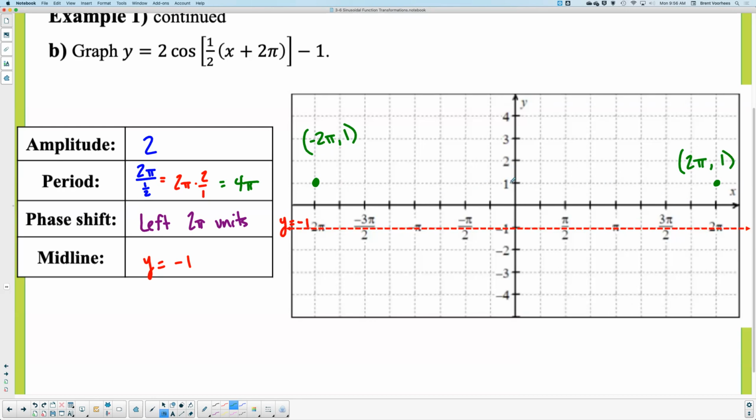One of the ways I did it earlier is I had 3 boxes and I said, okay, that's maximum, minimum, 0, whatever. Another way you can look at it is this. On cosine, these are the maximums. What should happen in the very middle of the 2 maximums? The minimum. So this is left 2 pi, this is right 2 pi. What's the very middle? 0. The minimum will occur at 0 on the x. And if these are 2 units up from the midline, the minimum will be 2 units down. So you can go here and say that's going to be my minimum.